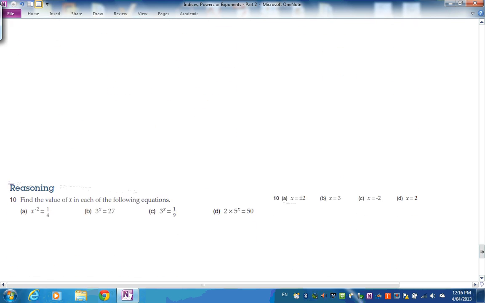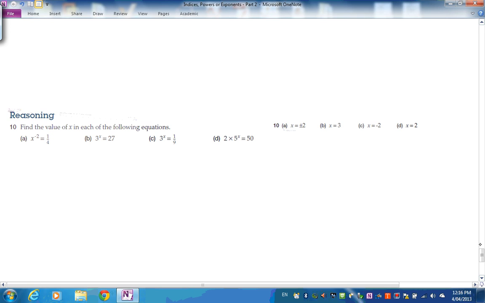All right, just coming on to the reasoning ones here. So you'll have to think about these. X to the -2 is 1 over 4. So you might like to think now, if I have x to the -2, can I write this as a power? 1 over 4 is 1 over 2 squared. Is that a negative power? So think about that.